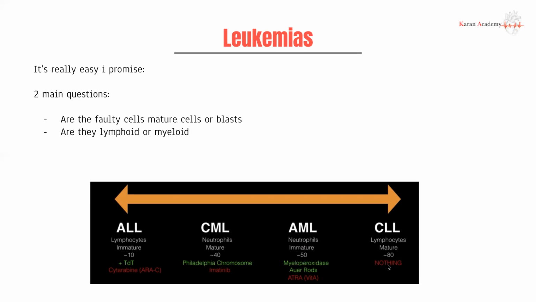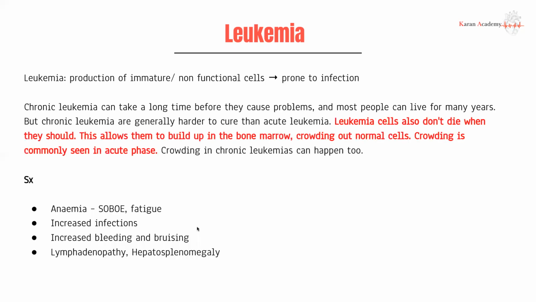elderly individuals, and it's one of those ones that's chronic, it's slow growing, and people often die with it instead of from it. So let's talk about the difference between acute and chronic leukemias.